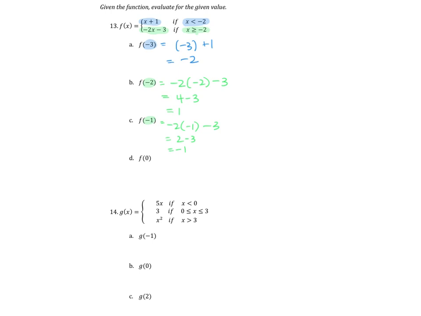All right, 0. 0 is greater than or equal to -2. So that's again the green. So we're going to plug in the 0. So -2 times 0 minus 3, that's 0 minus 3, which is -3. So the key here is just deciding which case you need to use.